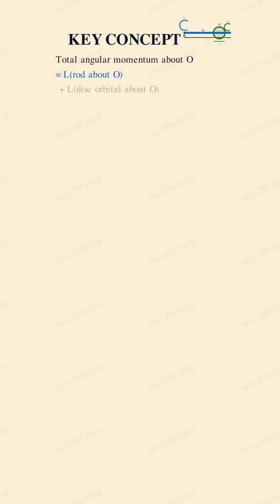The key concept here is the total angular momentum about point O. It has three parts. First, the angular momentum of the rod rotating about O. Second, the orbital angular momentum of the disk, because its center moves in a circle of radius 3a over 4 about O. And third, the spin angular momentum of the disk about its own axis, which rotates at 4 omega as seen by the stationary observer.